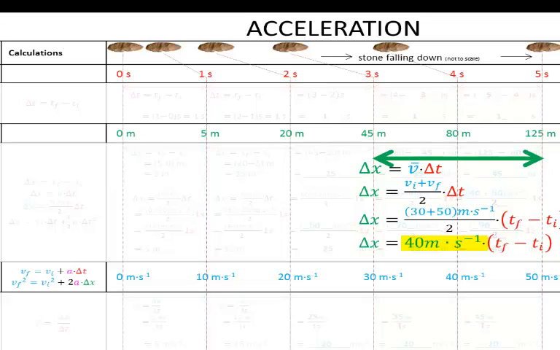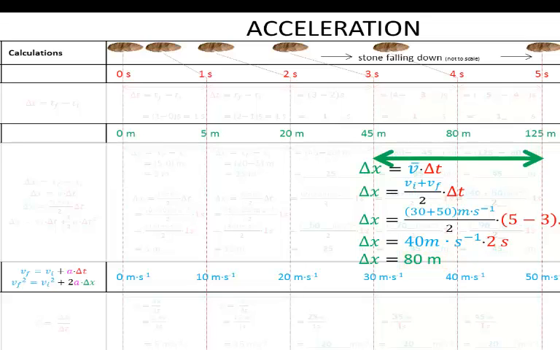Now to find out how far the stone went in this interval, we must multiply the average velocity, 40 meters per second, by how long this interval lasted, delta t. This interval lasted 2 seconds. How do we know that? Final time was 5 seconds, initial time 3 seconds, so that's 5 minus 3, 2 seconds long. That's how long this interval lasted. So the average velocity was 40 meters per second, and this happened for 2 seconds, and so it traveled 40 meters per second times 2 seconds equals 80 meters. It traveled 80 meters during this time.